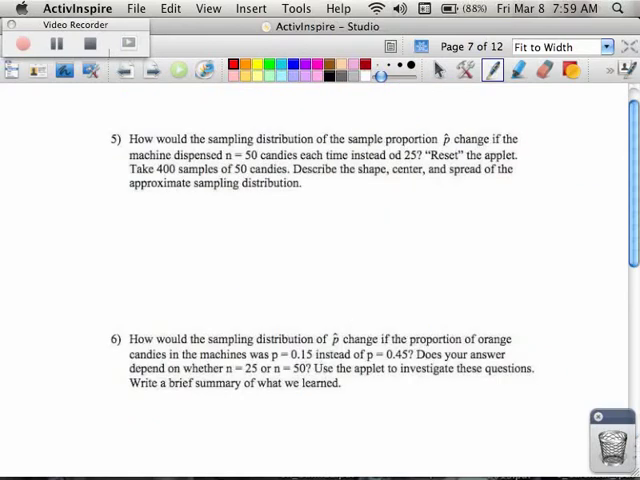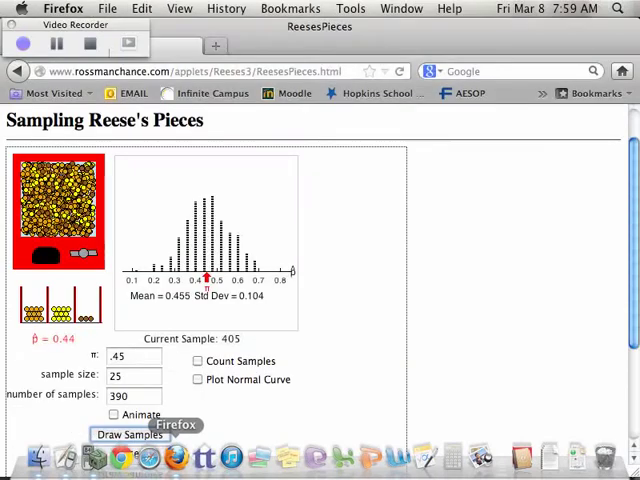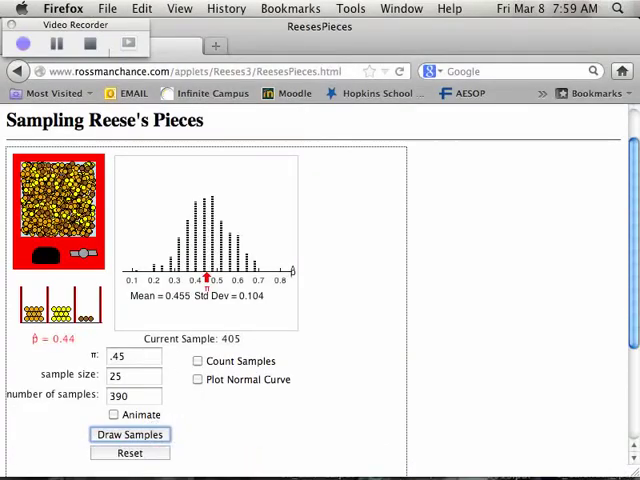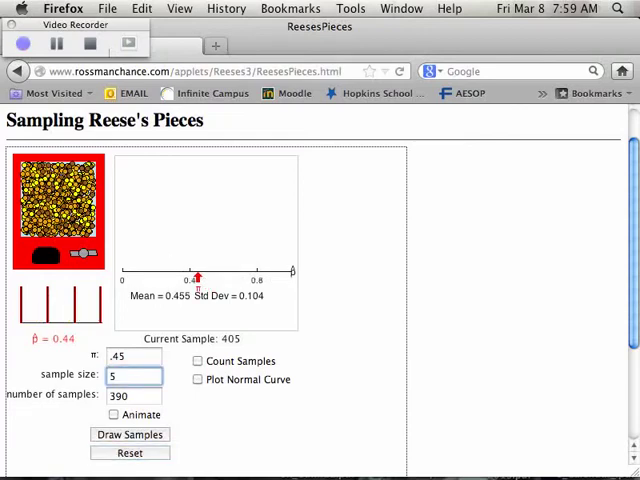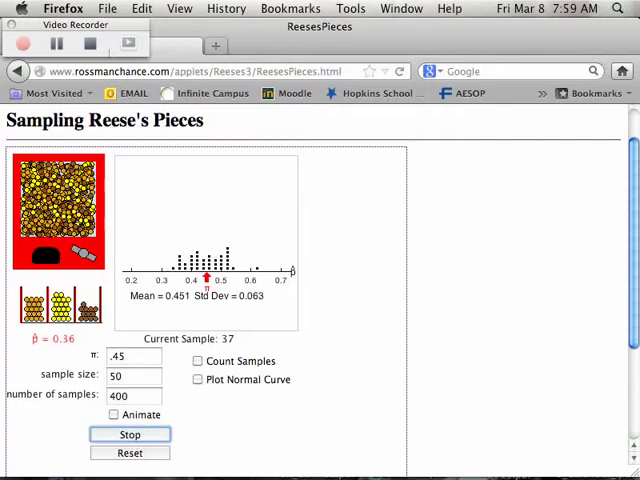Okay, so now I'm going to reset the machine, and I'm going to make my n be 50 instead of 25, and we're going to take 400 samples. So I go to the machine, and I want my n, my sample size, to be 50. Okay, let's reset it to clear everything. So 50. And then how many samples? 400. The animate's off. Boom.